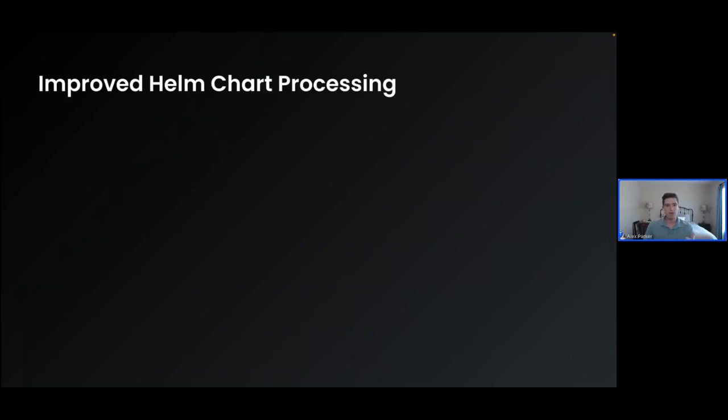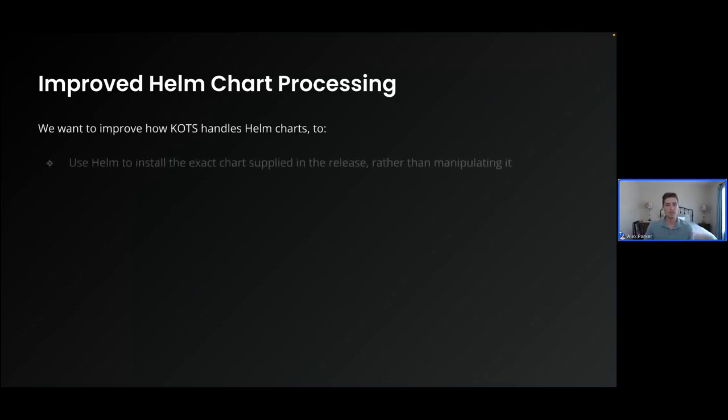Before I wrap up here, the last thing I'll mention is that we really want to improve how KOTS processes Helm charts. Some of the reasons we want to do this is that we really want to use Helm directly to install the Helm chart instead of all of those manipulations. I talked about how at the end, there's no values file and we repackage it as a new chart and we deploy that. That's something we want to get away from and try to use Helm directly on the chart that you provide as part of your release, because it's going to increase transparency. It's going to increase debuggability.